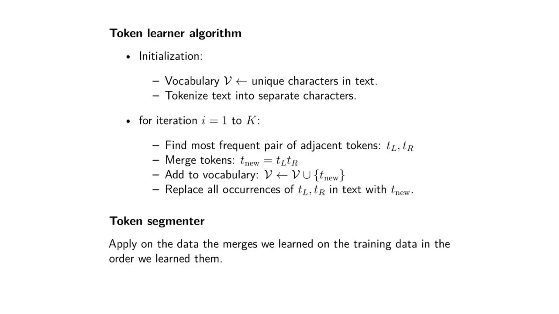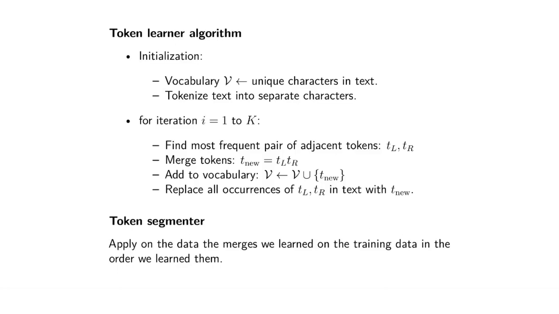So I'm going to look at my current data set. I'm going to find the two characters next to each other that occur most often together, and I'm going to merge those two, okay? And then I'm going to add this merged unit to my system vocabulary, and then I run through my data set again, and everywhere where these two characters occur next to each other, I'm going to create a unit that consists of these two characters together. You repeat this for a number of iterations, not until you get to the end, because if you get to the end, then you've actually merged everything, okay?